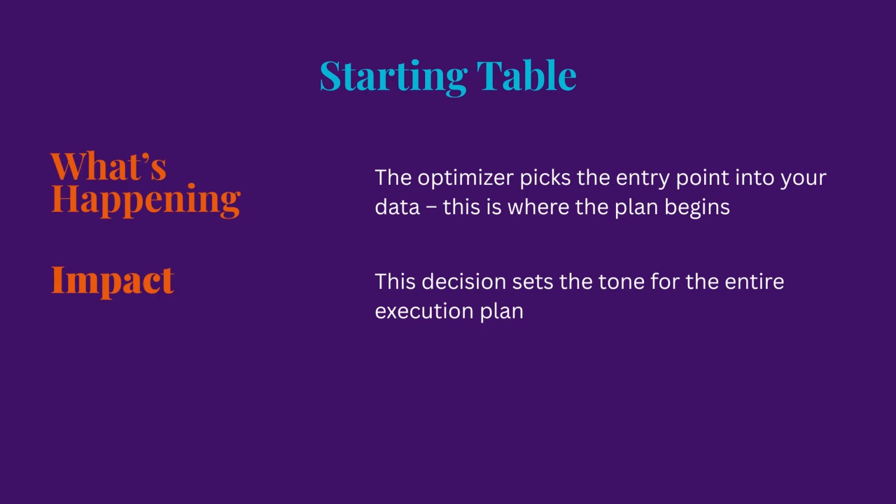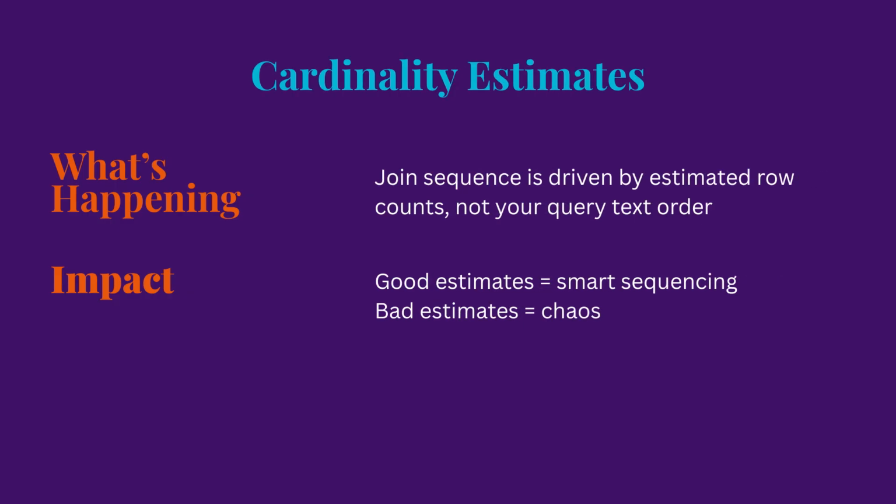SQL Server chooses a path through your data, and that path is join order. First, the optimizer picks a starting table, and if it starts small, everything downstream gets cheaper. But if it starts big, you've already lost efficiency before the first join finishes. And join order isn't logical, it's mathematical. It's driven by cardinality estimates. How many rows will this produce? Because that number determines what gets joined next, what gets delayed, and what gets avoided entirely.